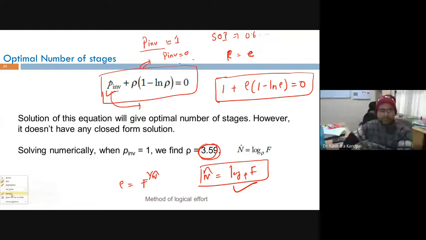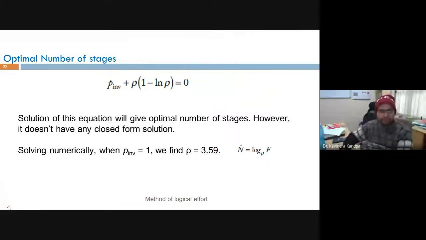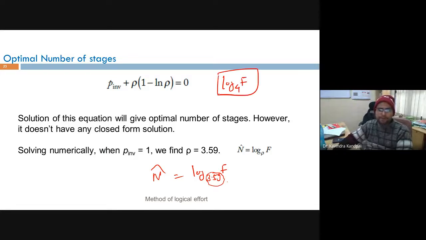What we are saying is that the optimal number of stages n cap comes out to be log 3.59 base f. Now this 3.59 number is a bit fractional. So instead of using 3.59, people use log 4 base f. This is the optimal number of stages n cap.